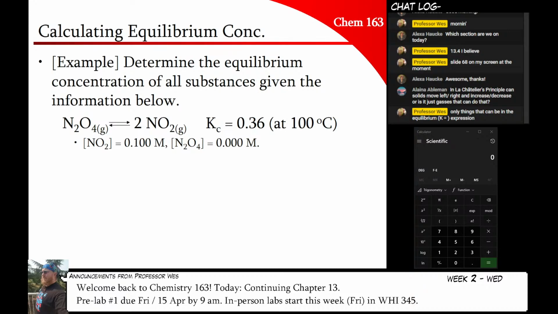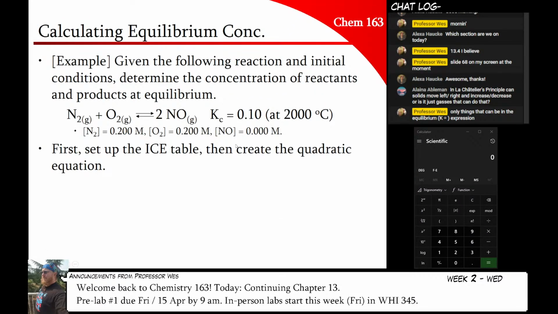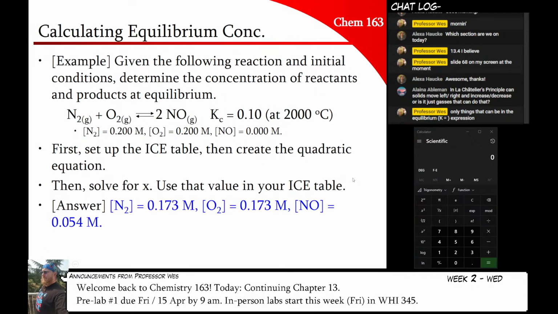Happy to answer questions in the chat, please keep putting those there. While you do that, I'm going to post a problem on the board here. This is basically a review of what we did yesterday. Yesterday we actually did this problem. Let me go back. We did this, where I actually solved for x using all the algebra, and then I showed you the shortcut method using a square root, because both initial concentrations were equal. And then I showed you Wolfram Alpha.